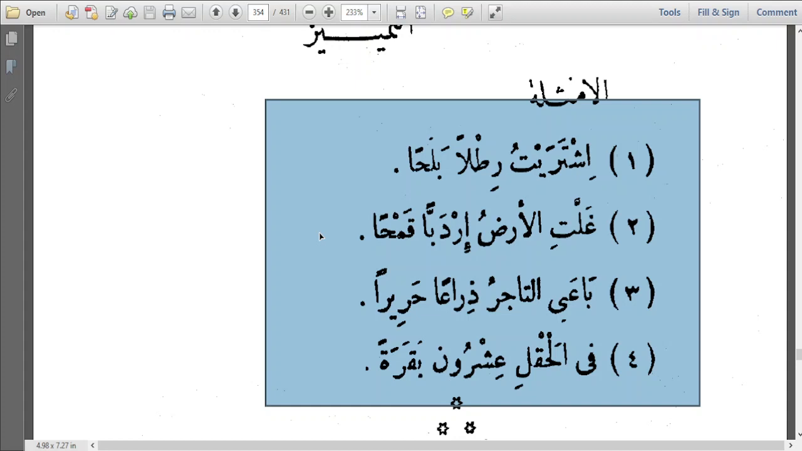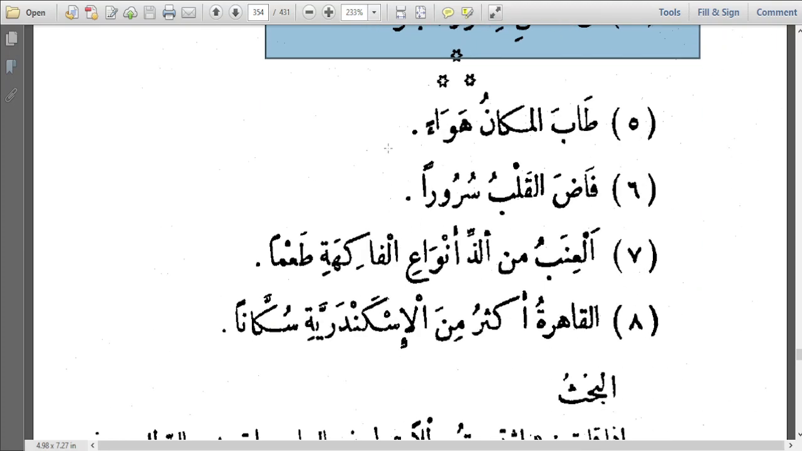So those words that require the tamyiz in these sentences are called mumayyaz. I bring the tamyiz to come and clarify a word. The word I'm clarifying is called al-mumayyaz. You see it in the sharh. The word that is doing the clarification, which is the last word here, is called the tamyiz, at-tamyiz. So we have al-mumayyaz and then we have at-tamyiz in these four sentences.